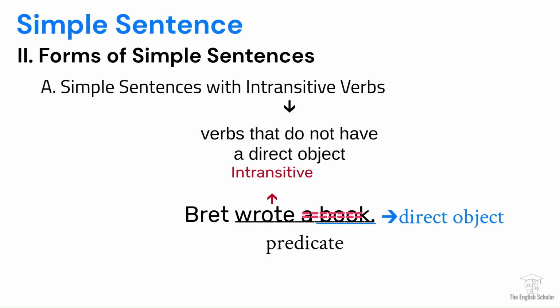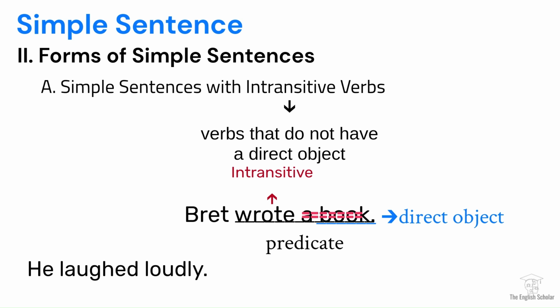Sometimes, in simple sentences with intransitive verbs, the intransitive verb is followed by words that give additional information except for direct objects. For example, he laughed loudly. Our subject is he, and our verb is laughed. And we have the additional information, loudly, which is an adverb. It tells us how the subject laughed. And here, even without a direct object, the sentence still expresses a complete thought.